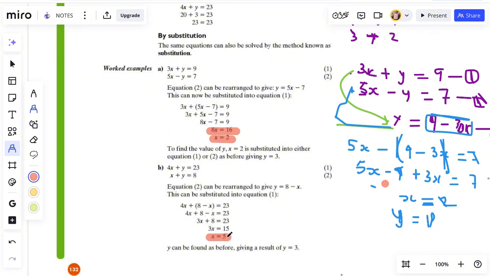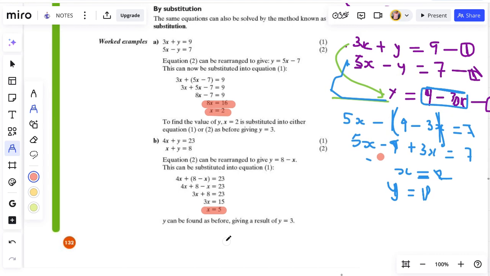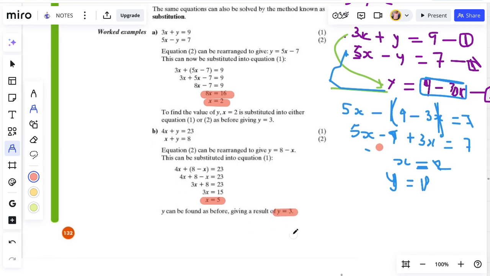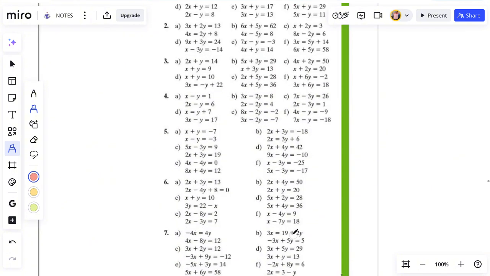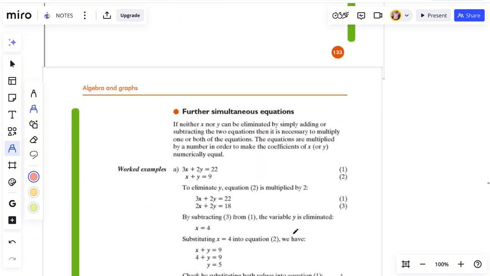So once you get x equal to 5, remember we already made this one. We say y equal to 8 minus x. So you bring the 5 here. It becomes 8 minus 5 instead of 8 minus x. Then you get y equal to 3. So you write both your answers: x equal to 5, y equal to 3. Write both of them out. So that's for substitution. Pause the video and solve all these questions.